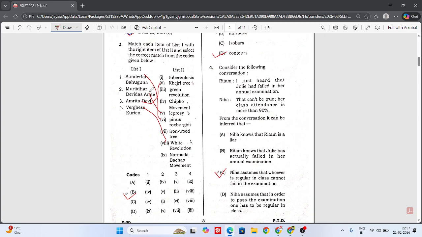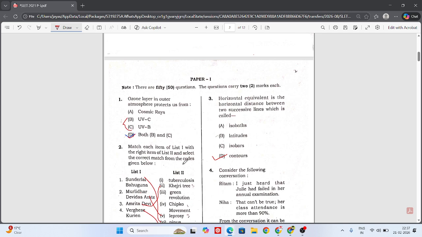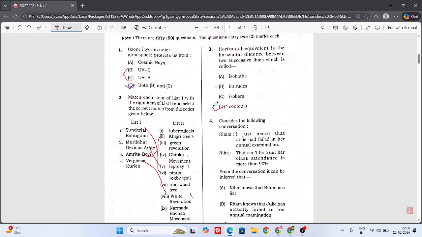You can check the movements and all in detail. Sometimes they may ask about the year also, so you can make a note and go through the other related questions also. That helps a lot. The horizontal equivalent is the horizontal distance between two successive lines, which is called contours. They are asking about the distance between two successive lines, that is actually contours. So that is the correct answer, D.